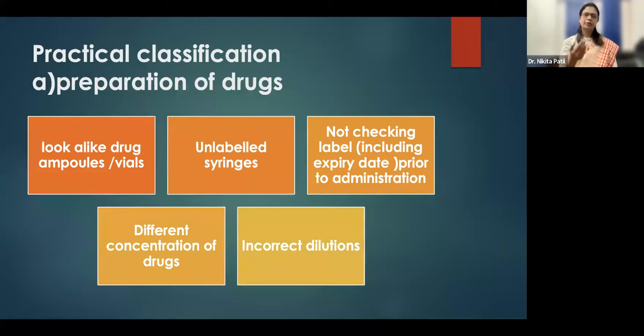Now in our case, before administration of anesthesia, preparation of drugs, as we have learned during our curriculum, we aspirate the drugs, label them, keep them on the trolley, arrange them in a sequence taught to us. So what can go wrong when you're doing all this? Look-alike drug ampules are very common nowadays. Unlabeled syringes, not checking the label, including the expiry date prior to administration. Different concentration of drugs. Simple bupivacaine 0.5, 0.25, adrenalized, non-adrenalized, incorrect dilutions. So this definitely makes a difference.